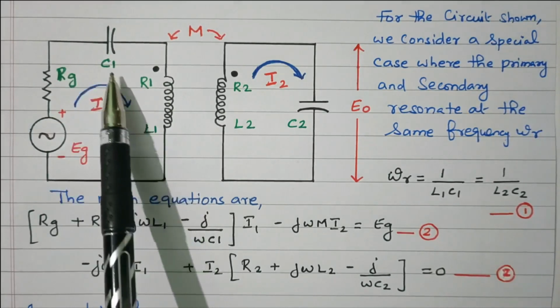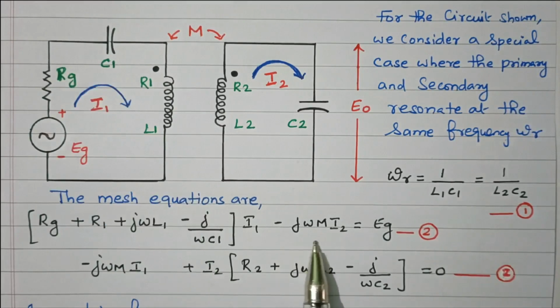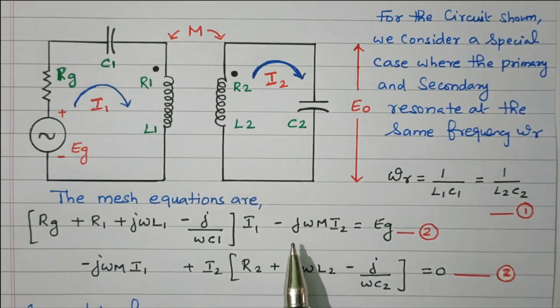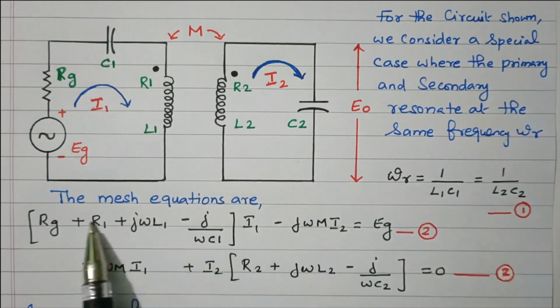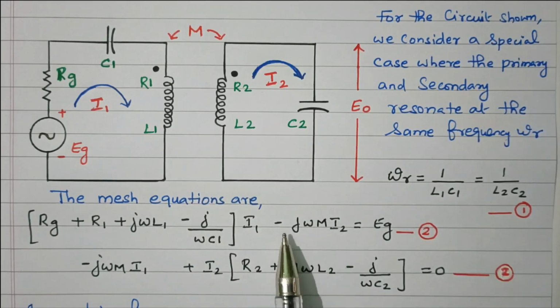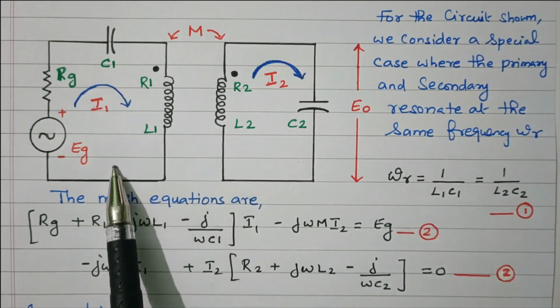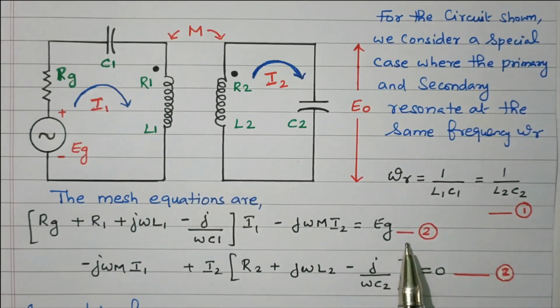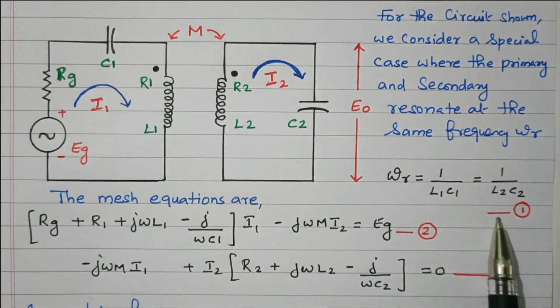RG, R1, C1, L1. Then there is the mutual inductance, due to the secondary coil, so it is multiplied by I2. We already know that both are opposing, parallel opposition, so minus j omega M I2. The first part is the resistance, capacitor and inductor terms, and this is the mutual inductance M. It is opposing, so there is a negative sign. The mutual inductance in the first coil is due to the second coil, so it is multiplied by I2. I will take this as equation number 2. This is equation number 1.